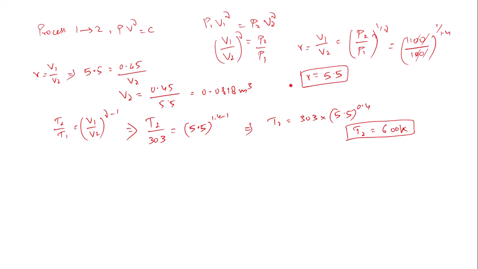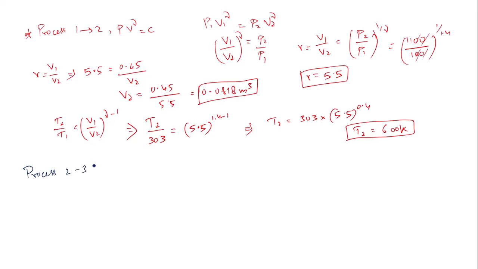Now we have identified the values for V2, T2, and the value of P2 is already provided in the question itself. So this is for one process, process 1 to 2, and now for the next process, process 2 to 3.